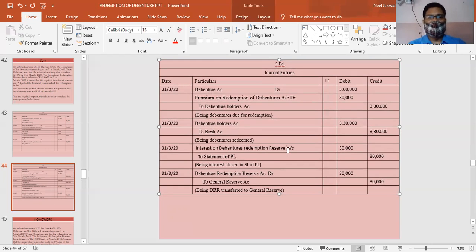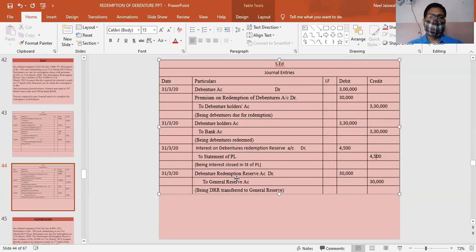To statement of PL, we have to close that interest. So we have closed that interest. It was a credit balance. We have debited it. So after debiting, it gets closed. The 30,000 wasn't there. It was 4,500. Remember, it was 4,500. And over here also it is 4,500.